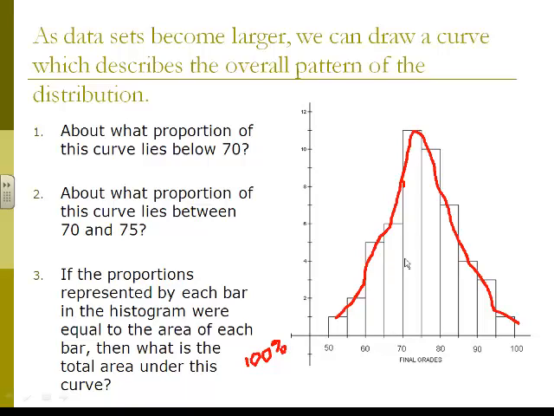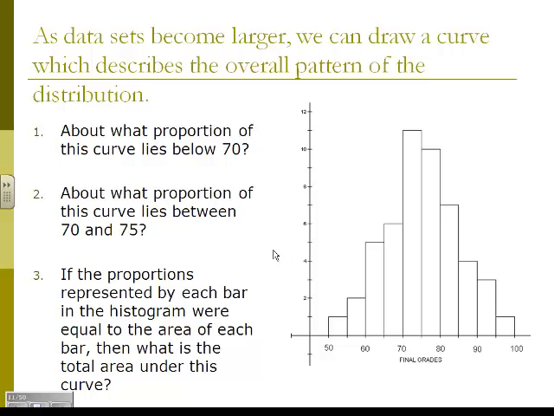So the area under the curve represents the area of the bars, and the bars add up to 100%, therefore the area under the curve also adds up to 100%. And that's a key distinguishing feature of density curves, which is what we're going to get into next.